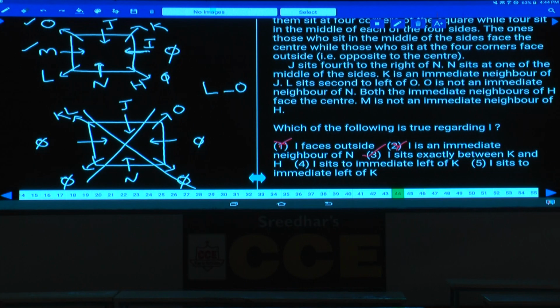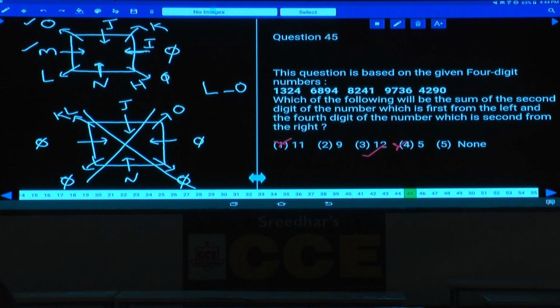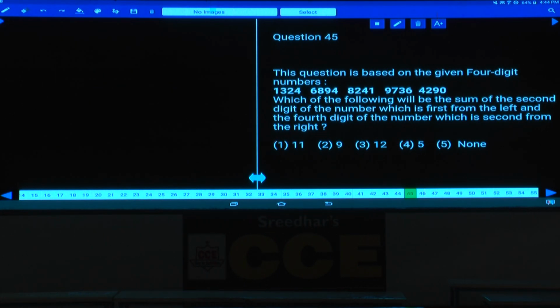Choice 3 is the answer. Question number 44, choice 3. Then question number 45. Now this question is based on a set of numbers.